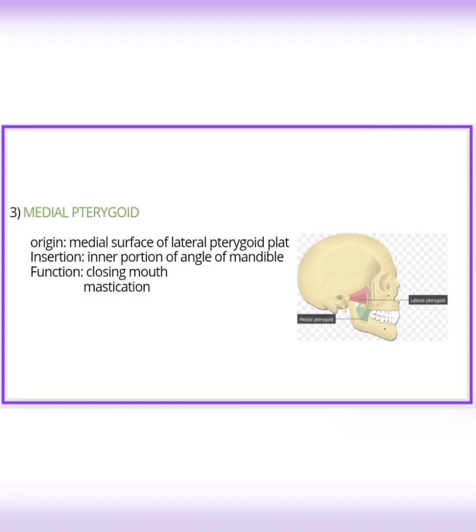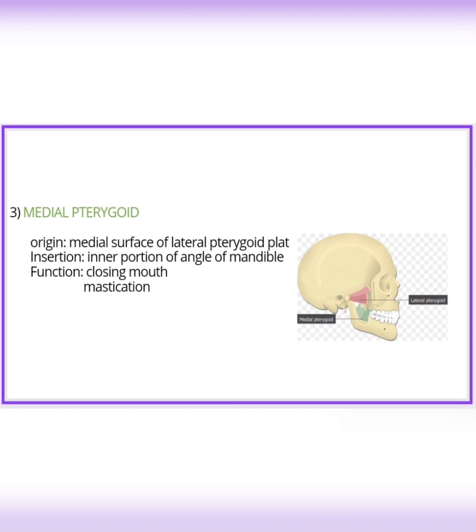The next muscle is the medial pterygoid. This muscle originates from the medial surface of the lateral pterygoid plate. It is inserted into the inner portion of the angle of the mandible. Its main function is closing the mouth and mastication. These three muscles are helpful for closing the mouth.